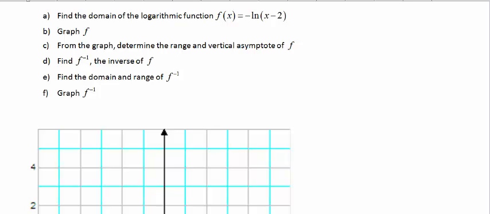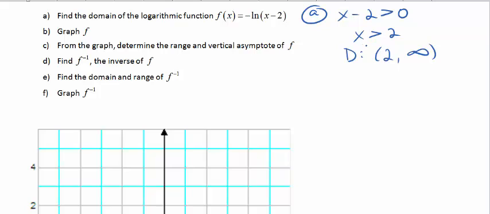Find the domain and the range, part A. Oh, not even the range, just the domain. Okay, I said set the parentheses greater than 0. So x is greater than 2. So our domain is going to be 2 to infinity. And we're done with part A.